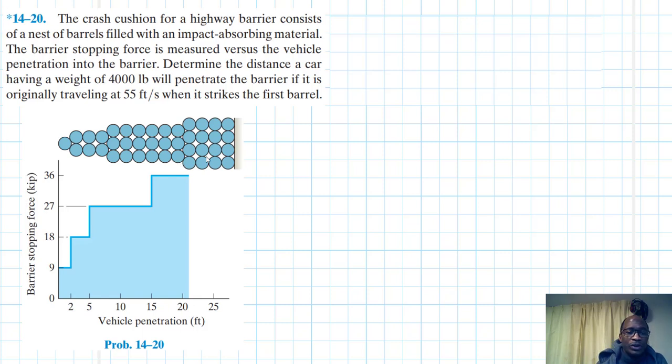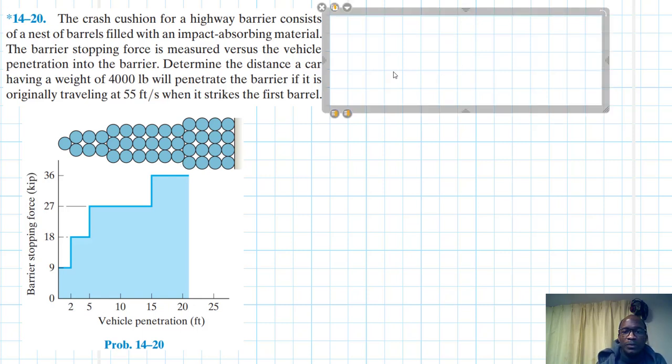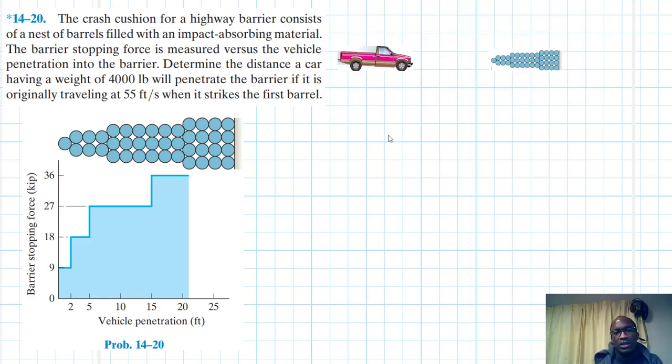Hibbeler. So to try and visualize what is happening, I try to bring in these particular details. So we have a car moving in this direction. Let's say it's moving in this direction like so. It has some initial velocity equal to 55 feet per second, moving in this direction. Of course, we do have some weight for this particular vehicle.